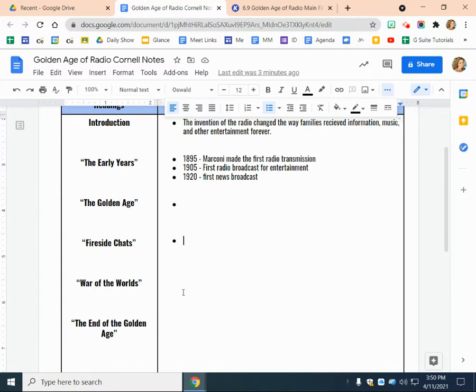So we're going to go to the War of the Worlds section and 2 to 3 bullets of information about what War of the Worlds was and what happened. Maybe you could focus on what it was meant to be and what actually happened after it, the cause and the effect sort of way of thinking, if you want to think about it that way. I'm going to pause the video so that you can do that, and we'll come back to the last section called the end of the Golden Age.